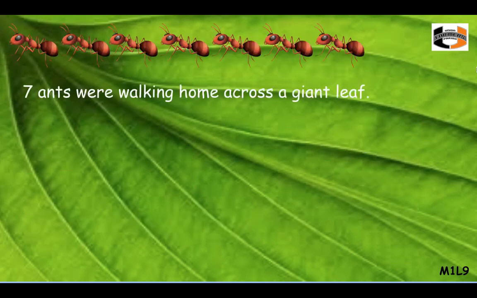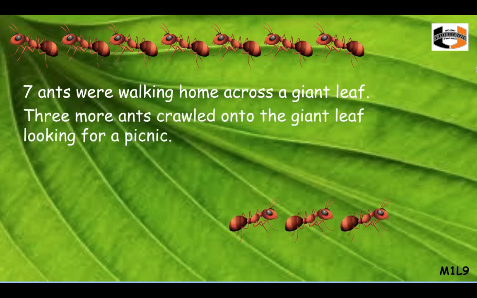Okay, now we have an ant story. 7 ants were walking home across a giant leaf. So you can draw 7 circles. You don't have to draw ants. Three more ants crawled onto the giant leaf looking for a picnic.